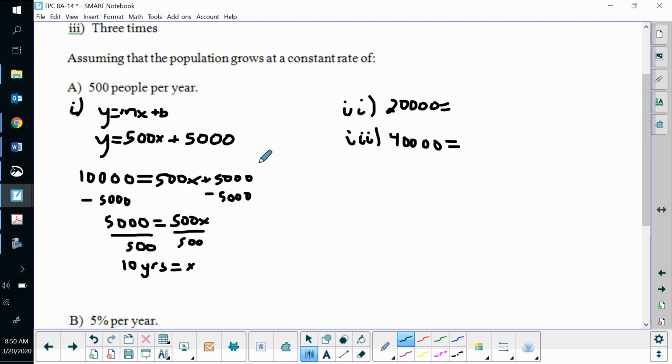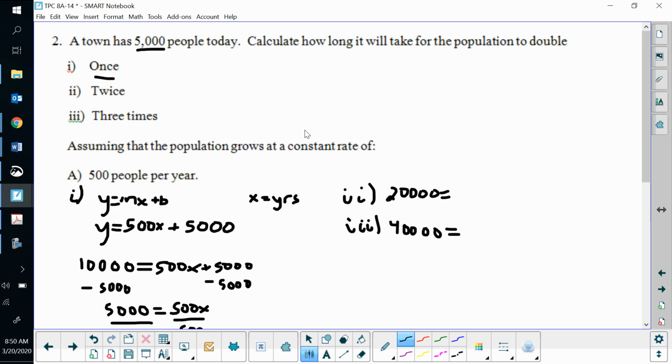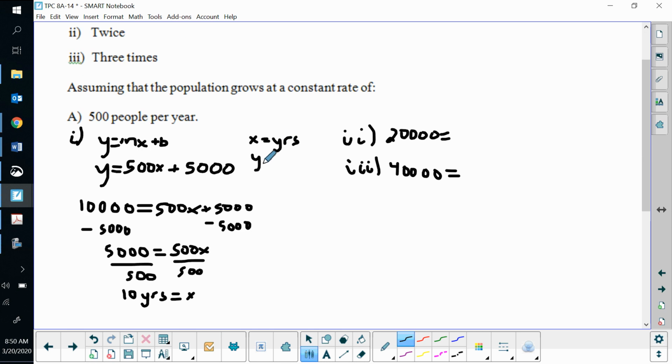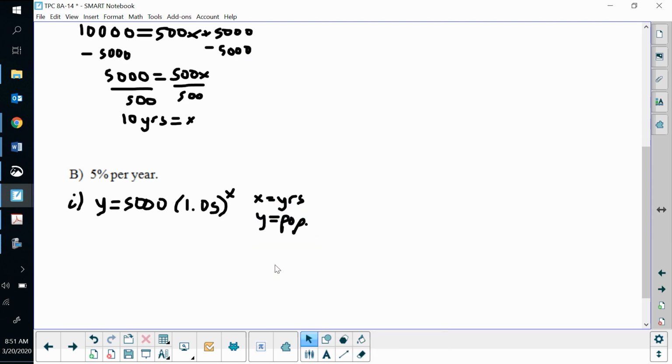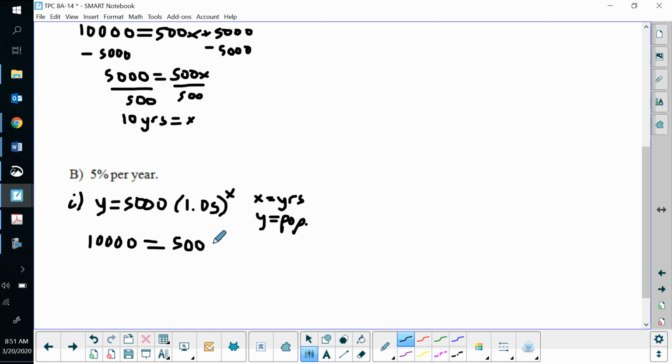Well, I guess up here, we should have told what x and y represented. X was years, and y was population. So we'll bring those down here as well. So in the first one, we were doubling once, so we'd want 10,000 equals 5,000 times 1.05 to the x.